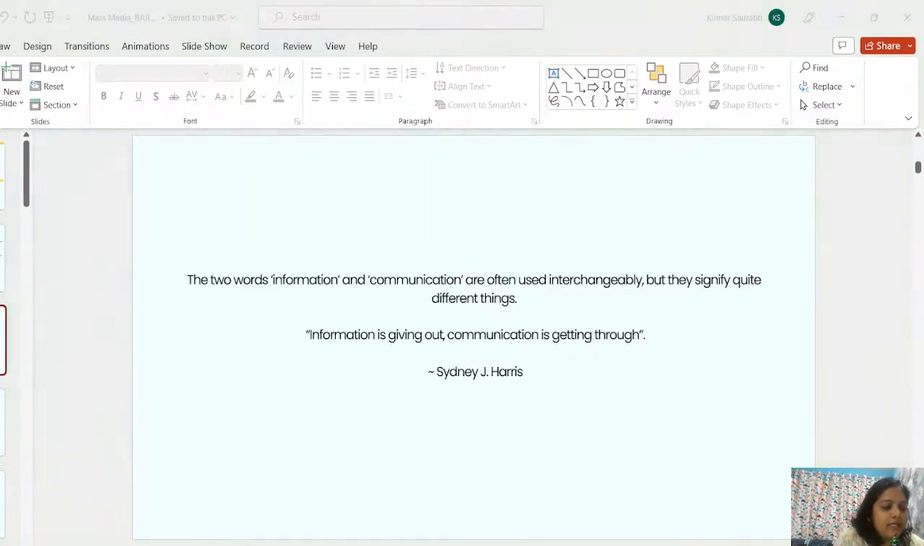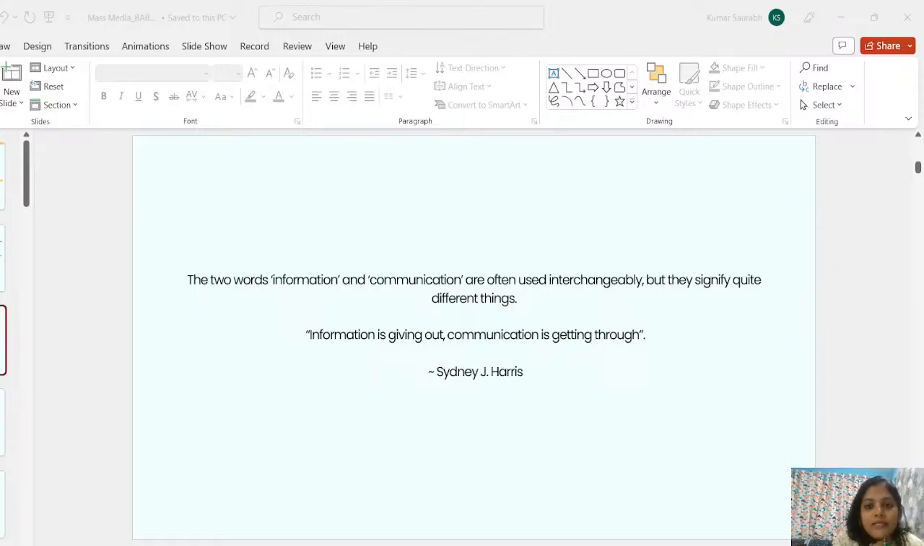Now the next slide, you can see the two words information and communication are often used interchangeably, but they signify quite different things. Information is giving out, but communication is getting through.